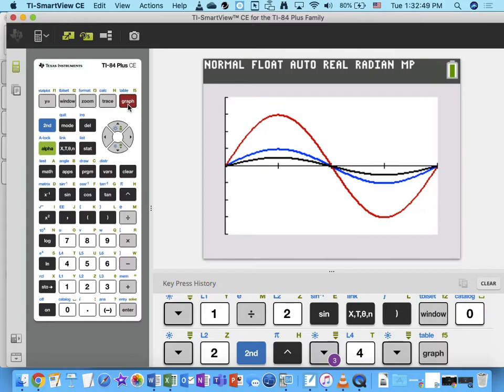Are any of these the same? Are any of those three, either the midline, the amplitude, or the period? Are any of them the same?